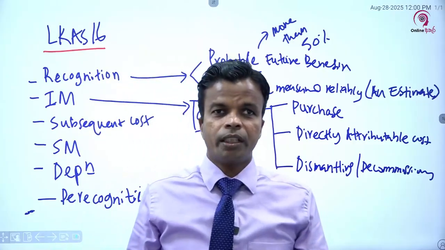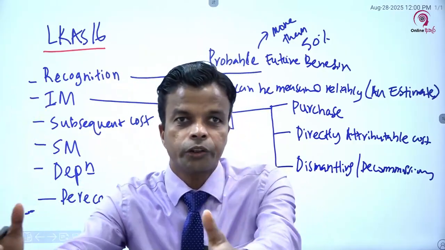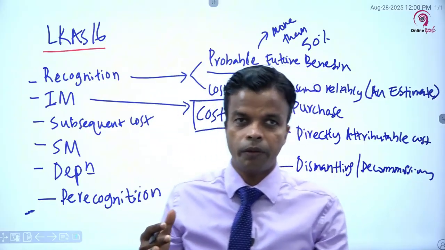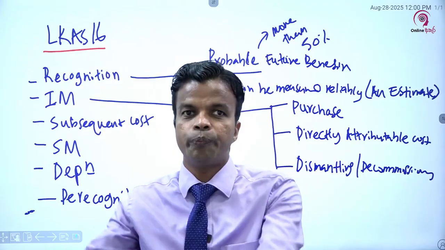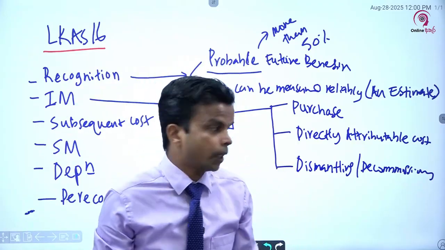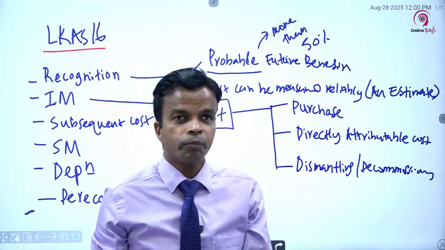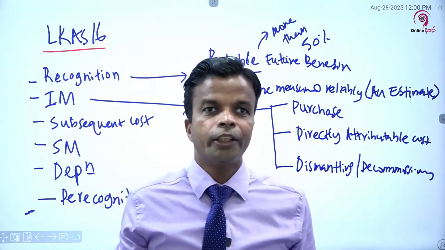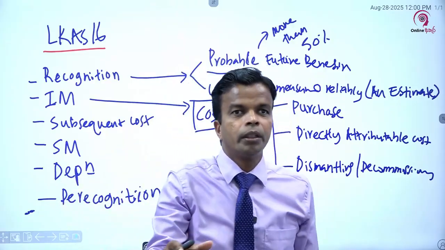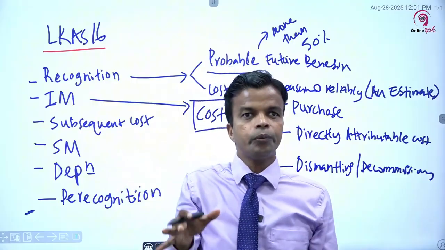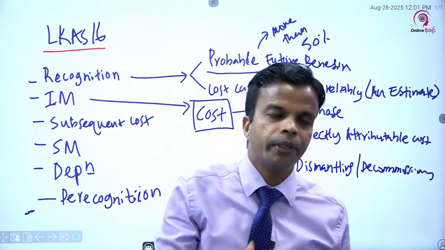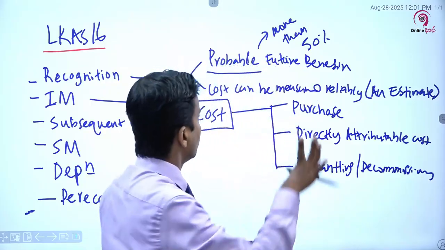Purchase costs, that is very clear. The amount you should pay to your supplier and any other suppliers who have provided you certain services to bring that asset to your location. So those are purchase related costs. Directly attributable cost means any other cost that you have incurred which will help you to bring that asset to its intended use, that can be taken as part of the cost.